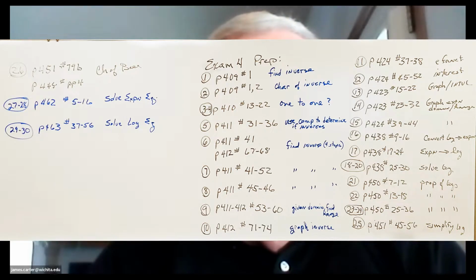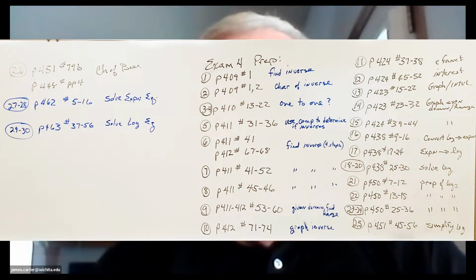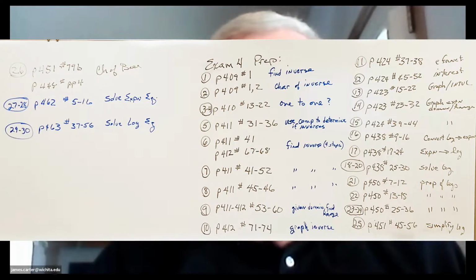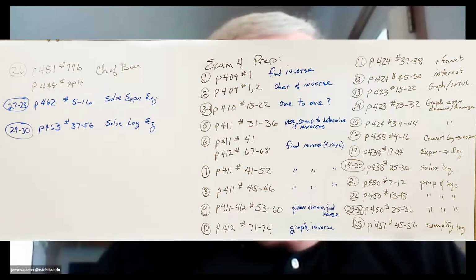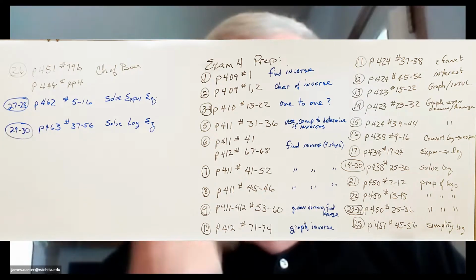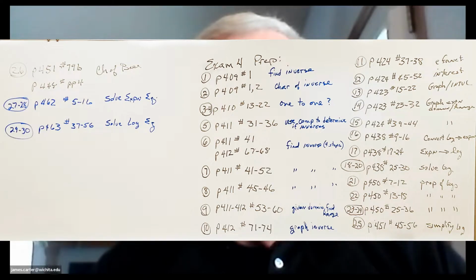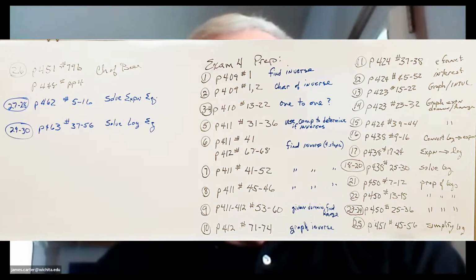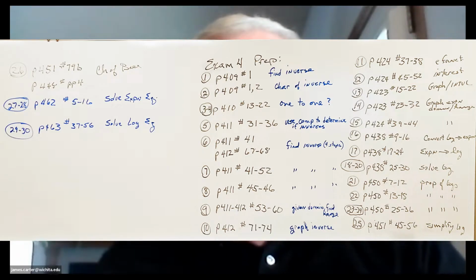Number 14, use the graph of a function that I give you to graph the following. Then you also have to write the domain and range in interval notation. Okay, so I give you a function, it's an exponential function, and then you have to graph it and give the domain and range. The citation for number 14 is 4.2.1 again, and page 423, problems 23 through 32.